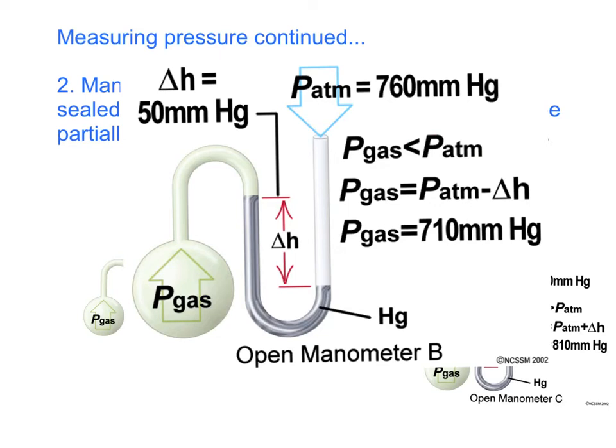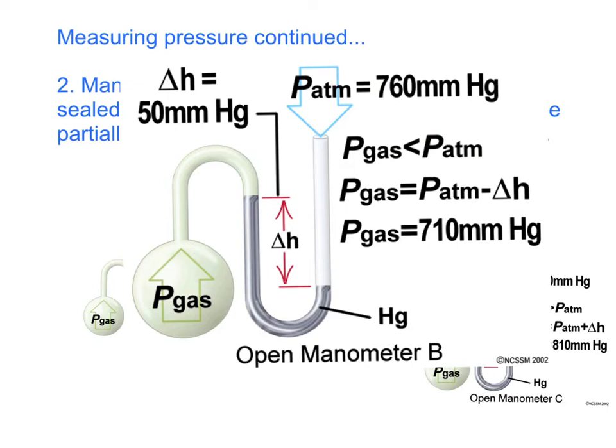So how do we find the pressure of the gas? Well, we simply take the greater value and subtract off the height difference. We're going to take the atmospheric pressure minus the height difference of 50 millimeters. And today the atmospheric pressure is 760. So 760 minus 50 would mean that the gas pressure is 710.